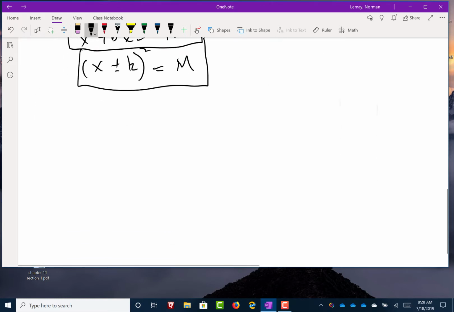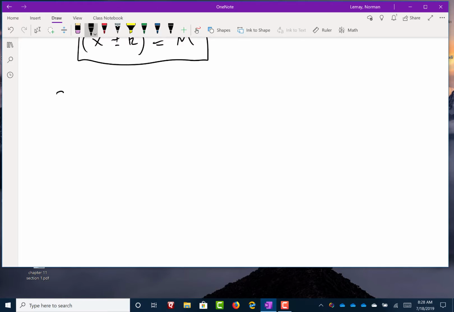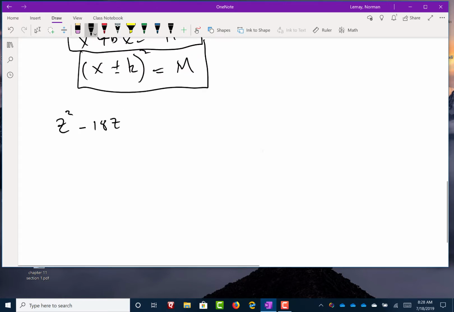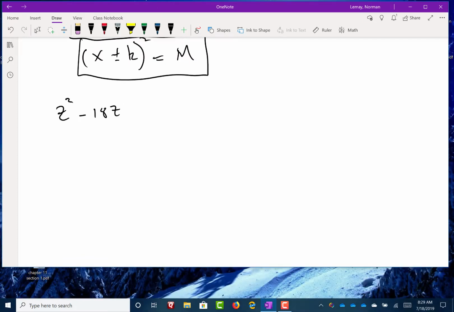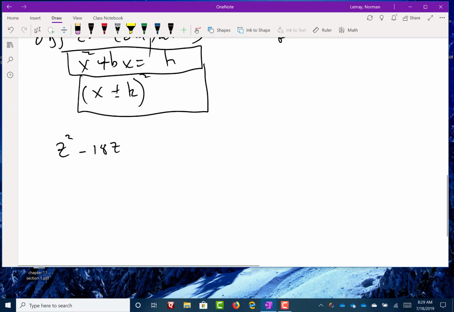So before we get into the solving part, let's just do a couple of quick things to discuss the actual methodology of completing the square. Again, let's note we start off with z squared minus 18z. If you were asked to go from this form and put it into this form, let's just get rid of the equals for right now. We're going to go from this form and put it into this form.